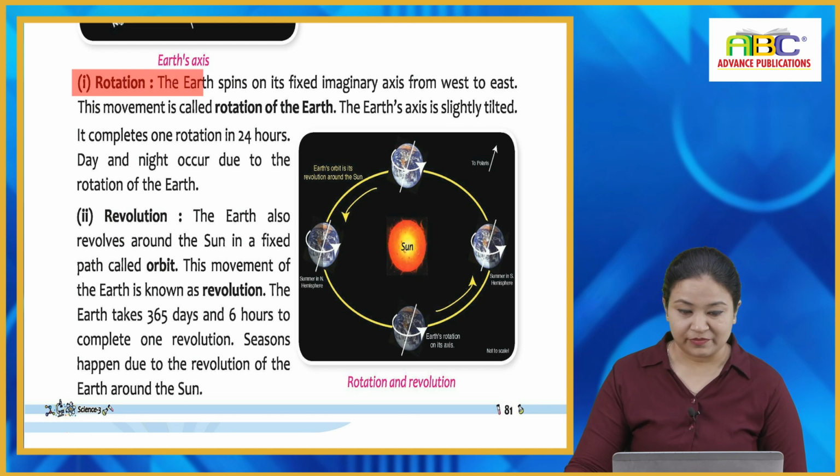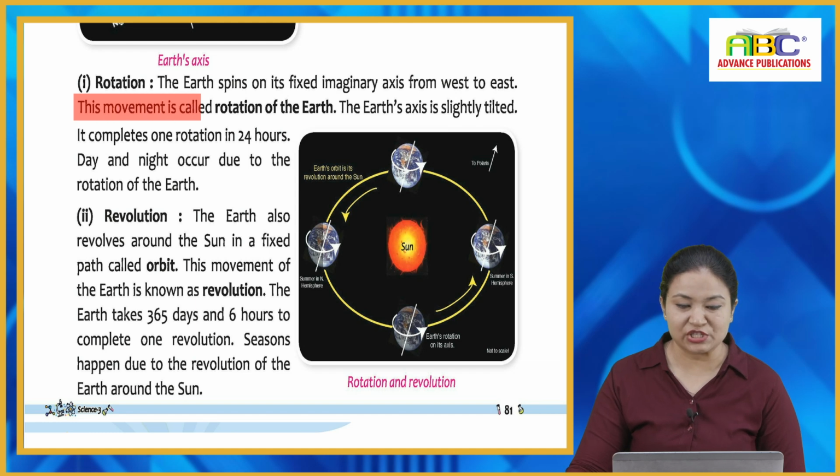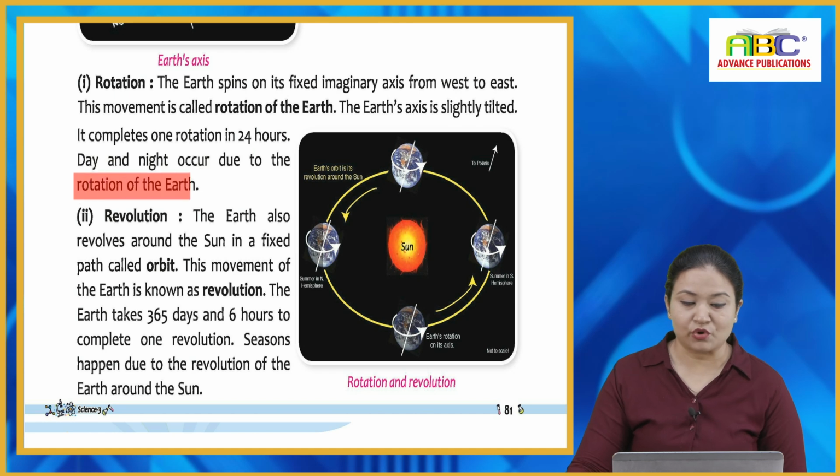First, rotation. The earth spins on its fixed imaginary axis from west to east. This movement is called rotation of the earth. The earth's axis is slightly tilted. It completes one rotation in 24 hours. Day and night occur due to the rotation of the earth.